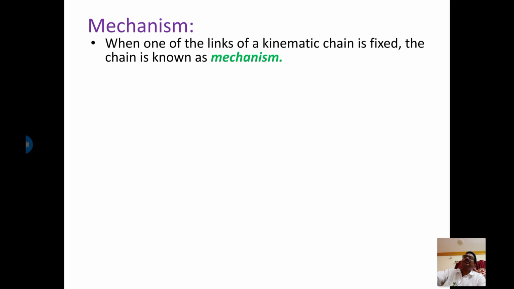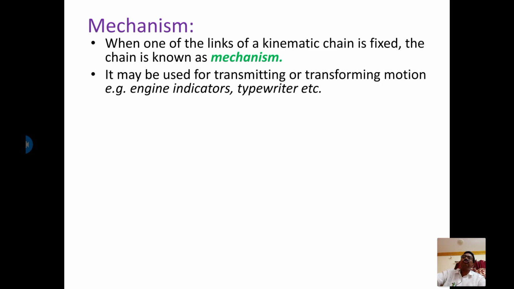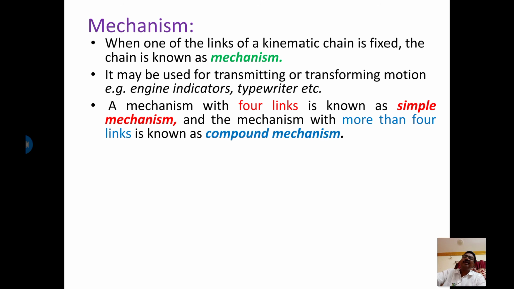Next, I have to discuss the mechanism. Till now we have discussed the types of joints. Now we are going to define the mechanism. When one of the links of a kinematic chain is fixed, the chain is known as a mechanism. It may be used for transmitting or transforming motion. Examples are the engine indicator, typewriter, and the mechanical watch.